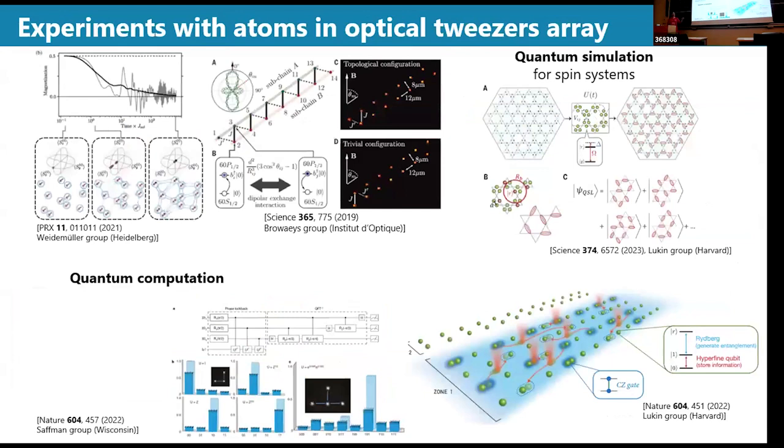So this quantum simulation for spin systems or quantum computation experiment is based on this optical tweezer technique.